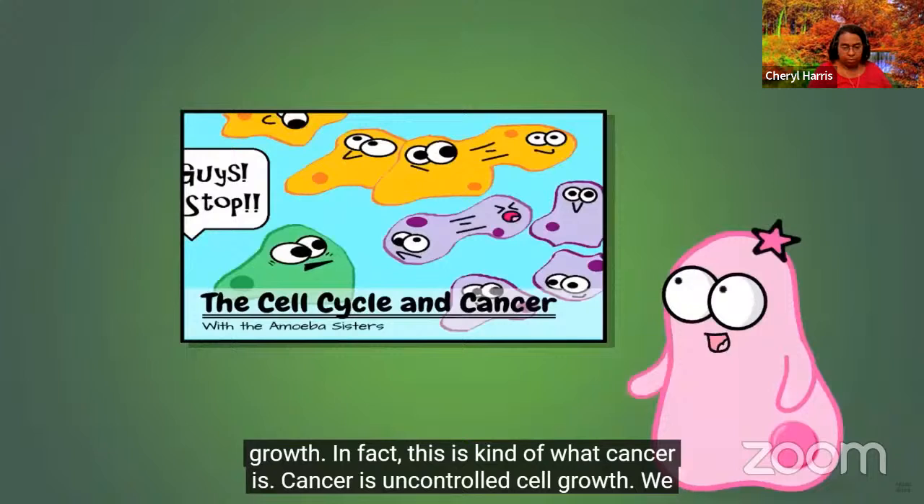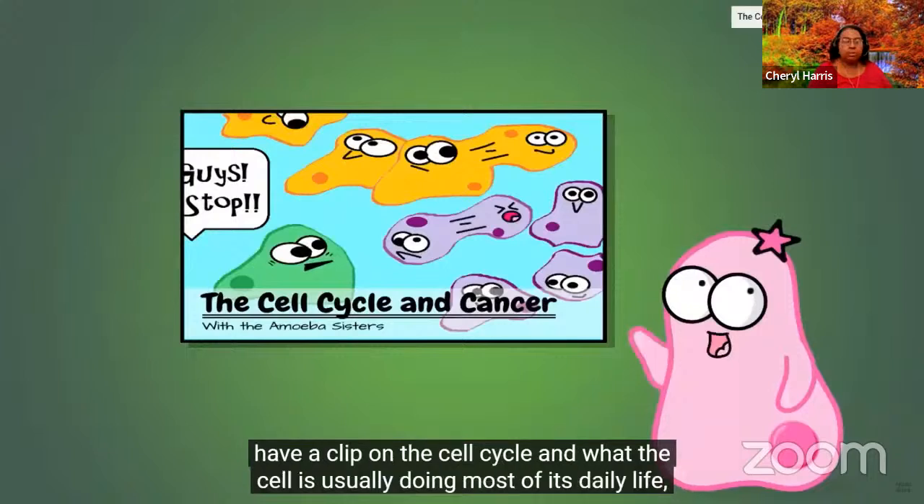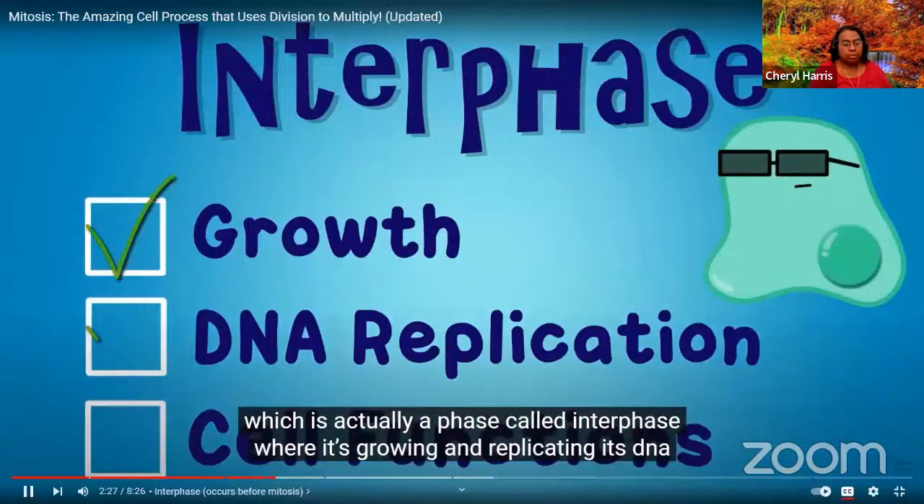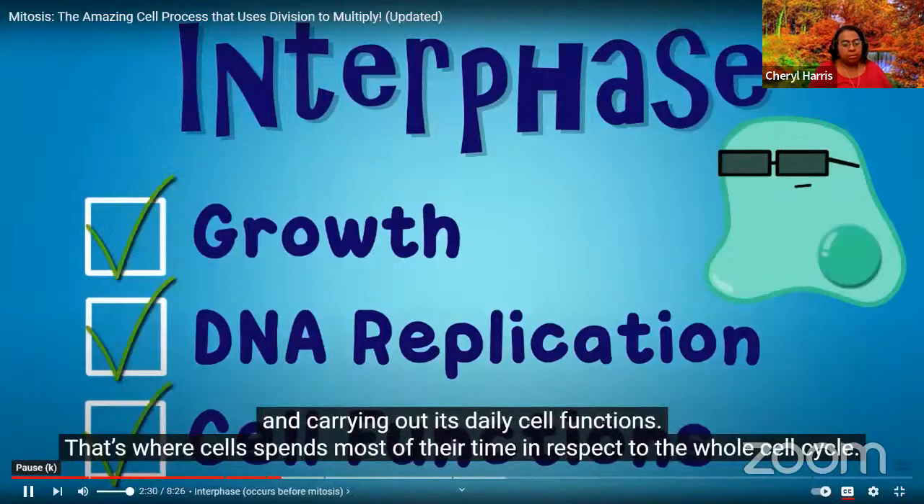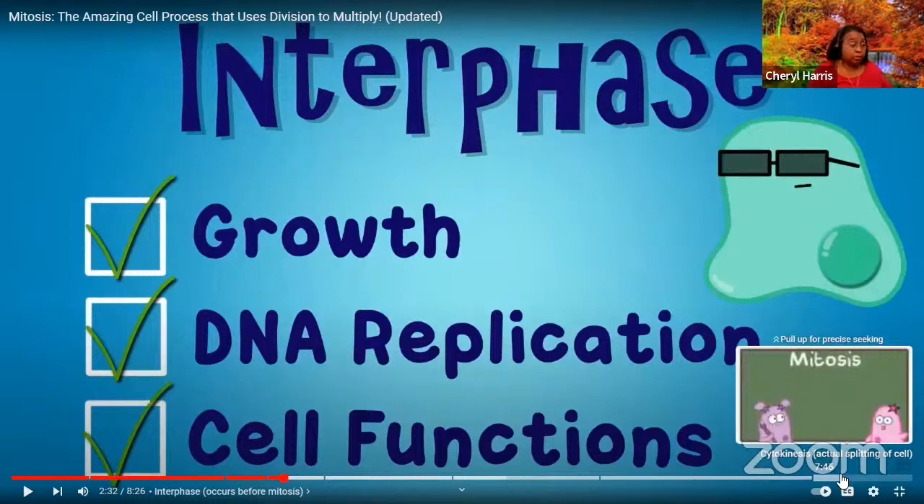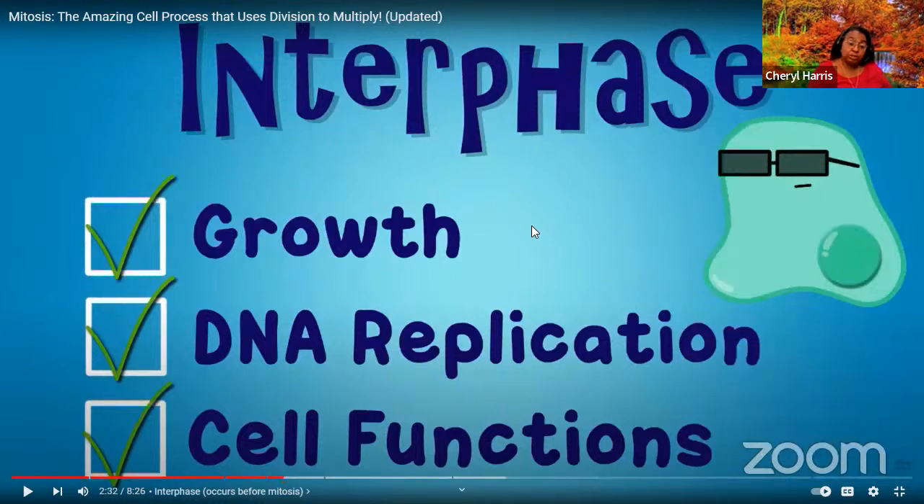We have a clip on the cell cycle and what the cell is usually doing most of its daily life, which is actually a phase called interphase, where it's growing and replicating its DNA and carrying out its daily cell functions. Okay, you can write that under interphase. Interphase has growth, DNA replication, and cell function. So that was what your G1, your S, and G2 were about. In fact, you could write that next to it, G1, S, and G2.